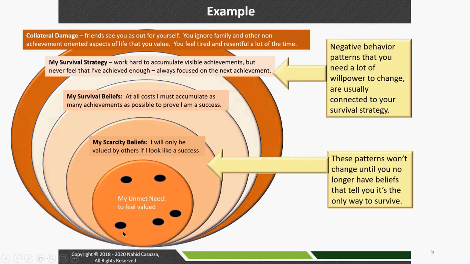A lot of people have said, hey, I have a lot of unmet needs. I can't just nail it down to one, and that's fine. For many of us, we've put 3 or 4 unmet needs in the core here in their puzzle. It doesn't matter if you don't get your unmet need completely nailed, because there are ways to get to it. But I'm only using 1 unmet need in this example to make it simple for you. So if my unmet need is to be valued, my scarcity belief will look something like, I'll only be valued by others if I look like a success. That might be an example.